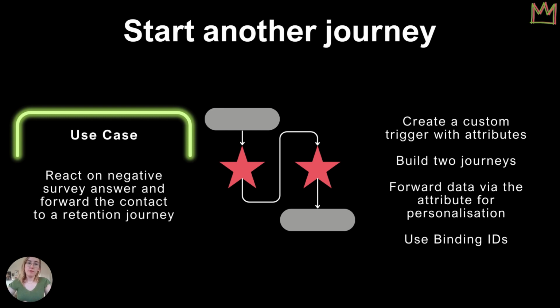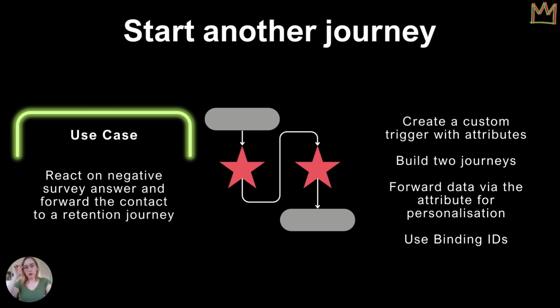And one of the sources can be from a survey. So when someone reacts negatively on a survey, maybe they want to move away from us as a company, and then they should run through the retention journey. There could be also other journeys like the survey journey where people run through, but once we feel like they might leave us, then we want to send them through the retention journey. So again, we will create a trigger with attributes where we pass on information from one journey to the other. We will build two journeys, and we can also forward data for personalization.